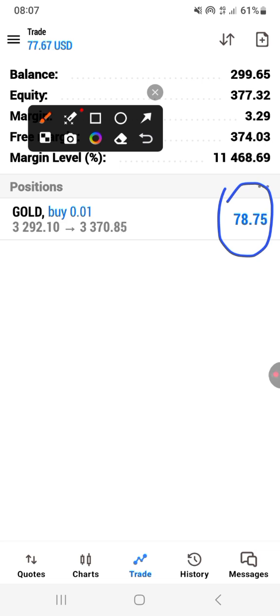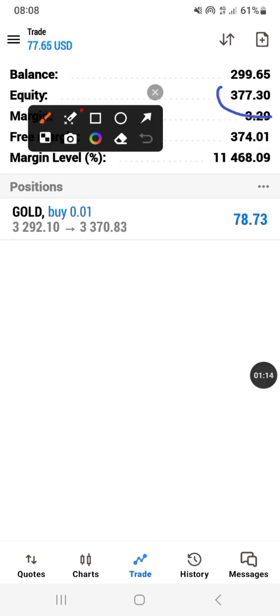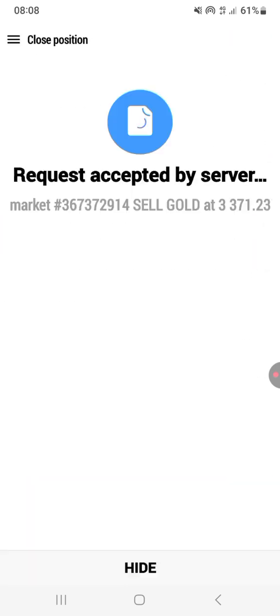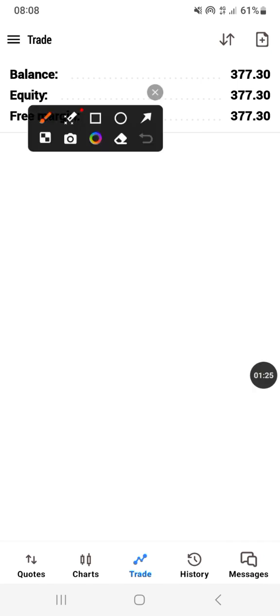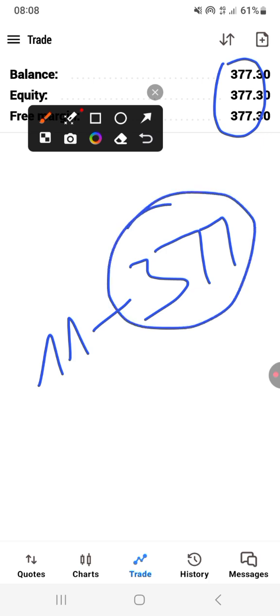So this time around, you can see that our account is on 377, including this $77 profit. So what we're going to do, we're going to close this gold also and start with the balance of 377. So which means from $11 to 377, as you can see.